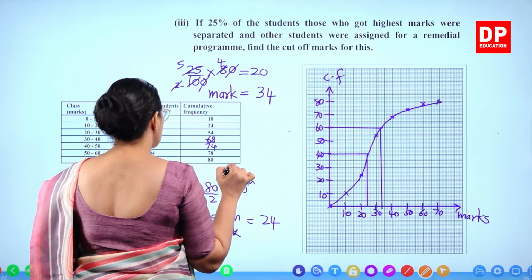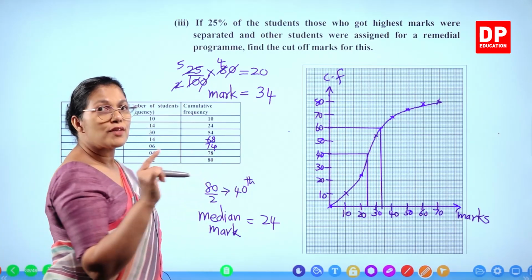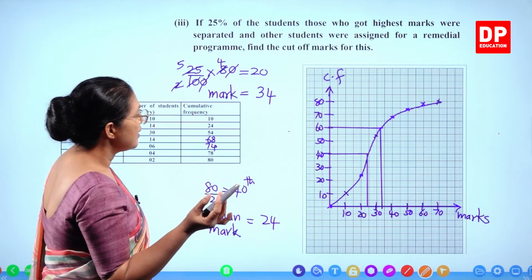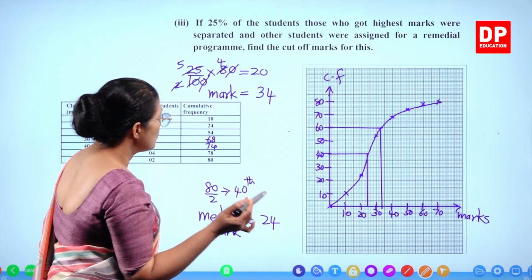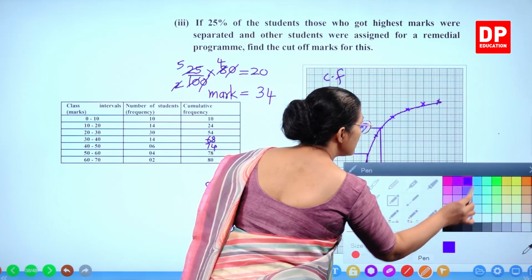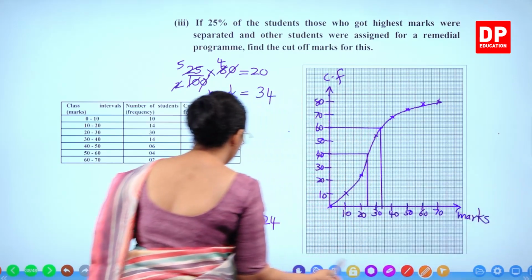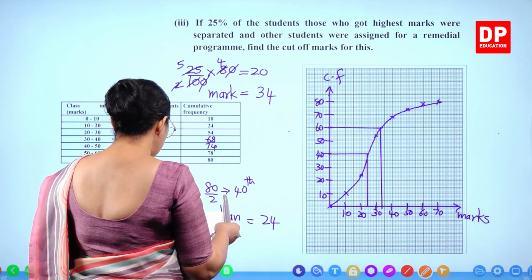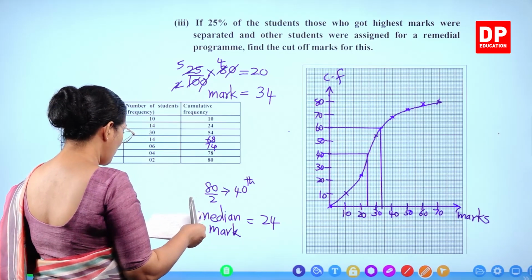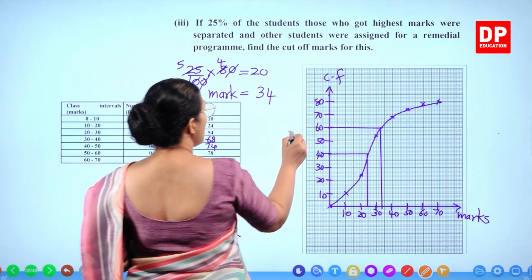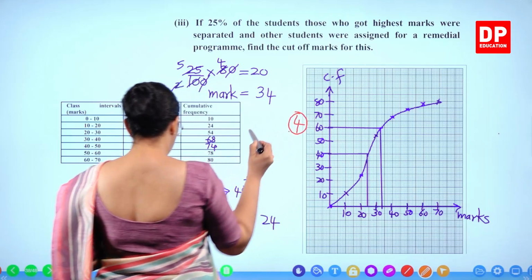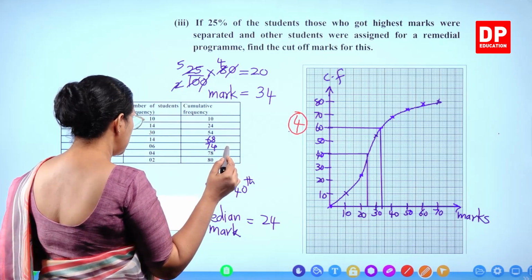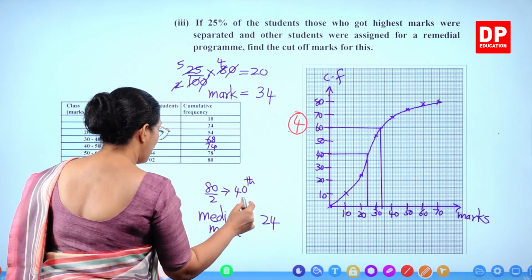Cutoff mark is 34, and when you get plus or minus 2 value, you can get marks. So that's the final answer. Let's give marks. Drawing the cumulative frequency curve, 4 marks. And finding the median, that's 1 mark.